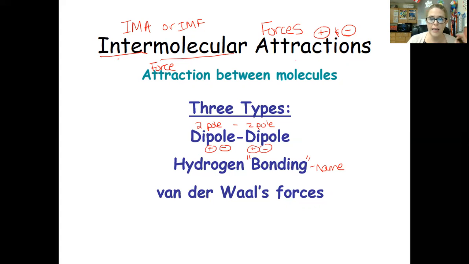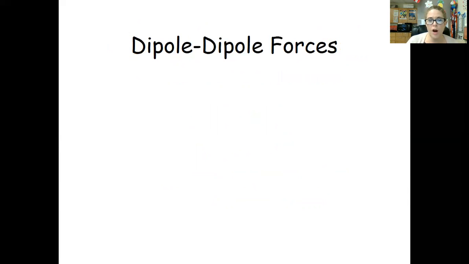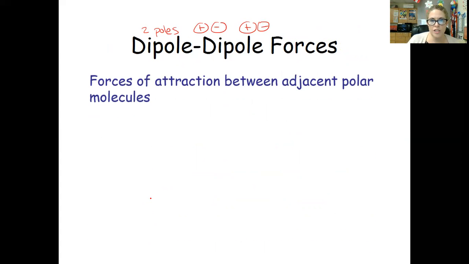Okay, so we're going to go through a slide on each of these types of intermolecular attractions or intermolecular forces. We're going to first talk about our dipole. Remember how I said two poles? I've got a positive and negative pole, and then I have another positive and negative pole. It's a force of attraction defined between adjacent, what does that word mean? Next to polar molecules. If I have two polar molecules near each other, there's going to be a force of attraction between the two. Polar bonds can either make polar molecules or non-polar molecules, and whether or not something is polar always depends on the shape of the molecule. So SNAP: symmetrical, nonpolar; asymmetrical, polar.